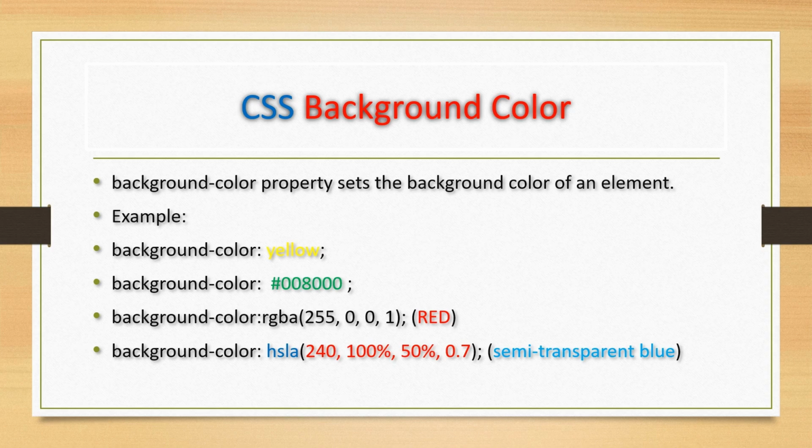CSS background color. The background-color property sets the background color of an element. Example: background-color: yellow; background-color: #008000; background-color: rgba(255, 0, 0, 1); red. Background-color: hsla(240, 100%, 50%, 0.7); semi-transparent blue.